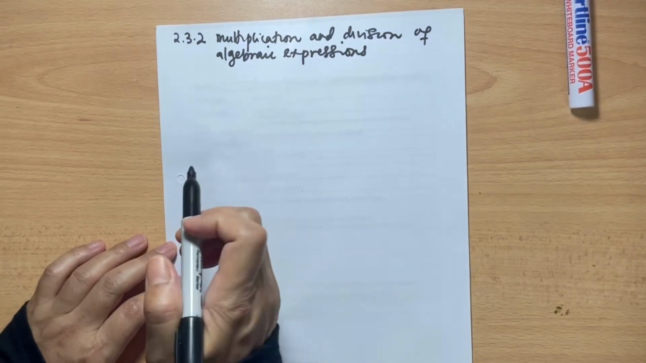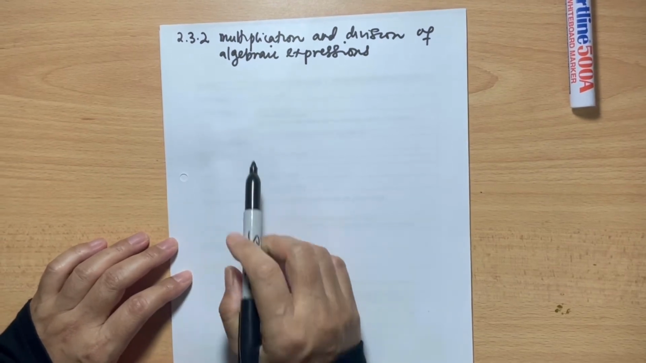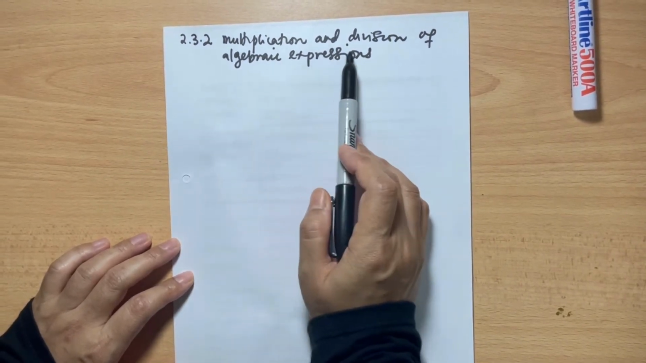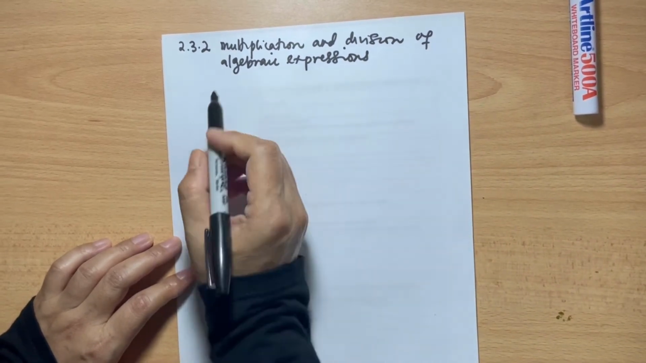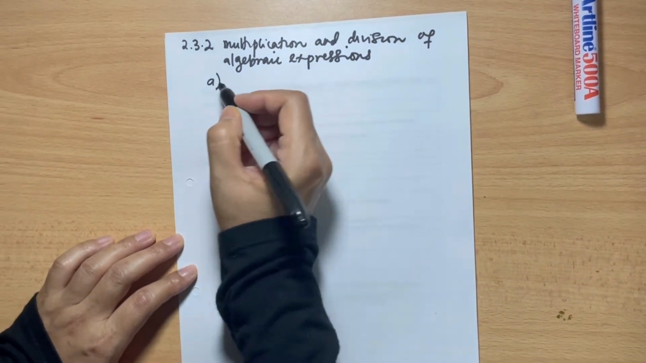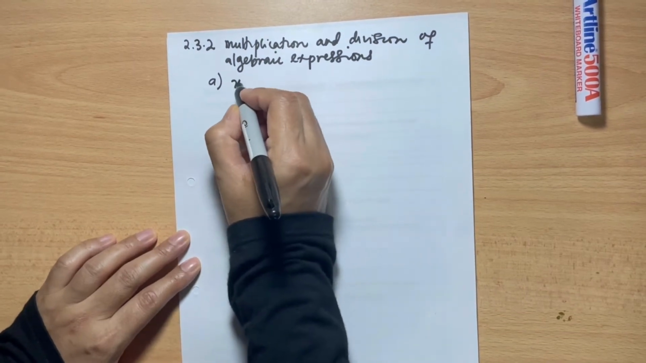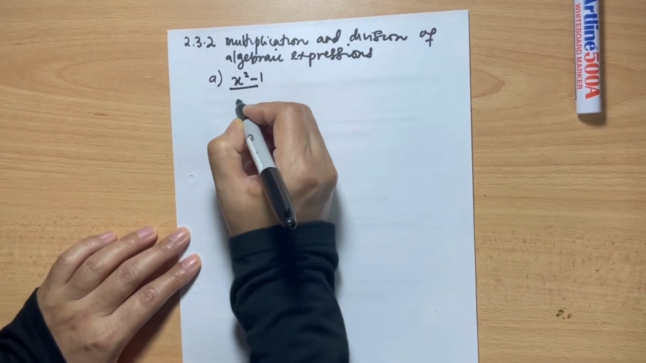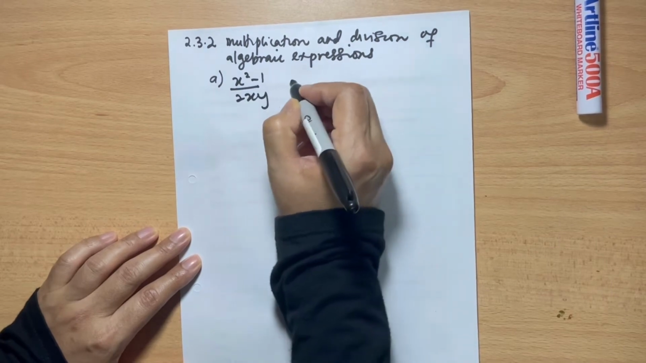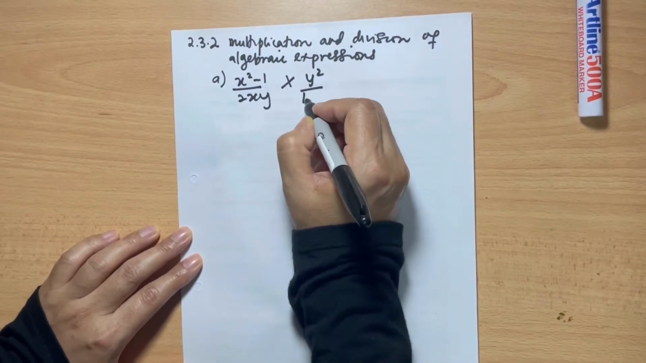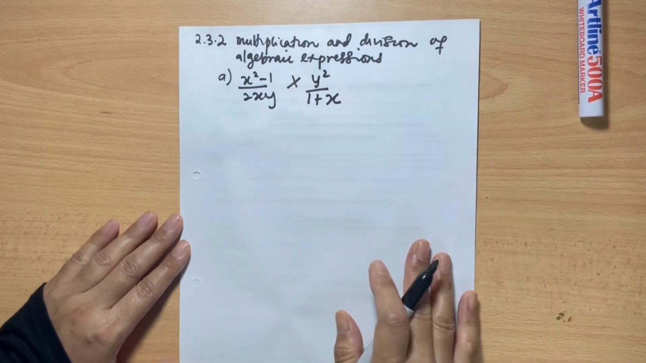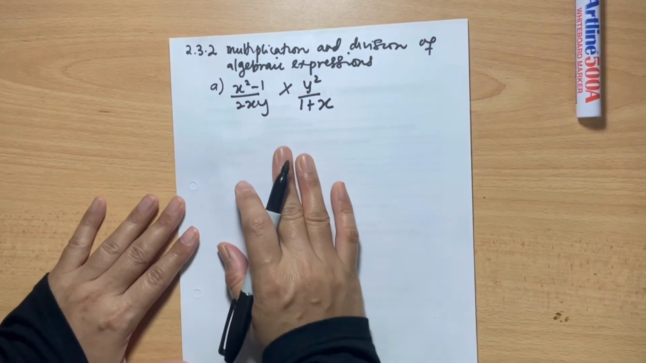Okay class, we are going to continue our lesson with multiplication and division of algebraic expressions. Right? Okay, teacher will give you examples. A: (x squared minus 1) over 2xy times y squared over (1 plus x). Right? So we're going to solve the question.